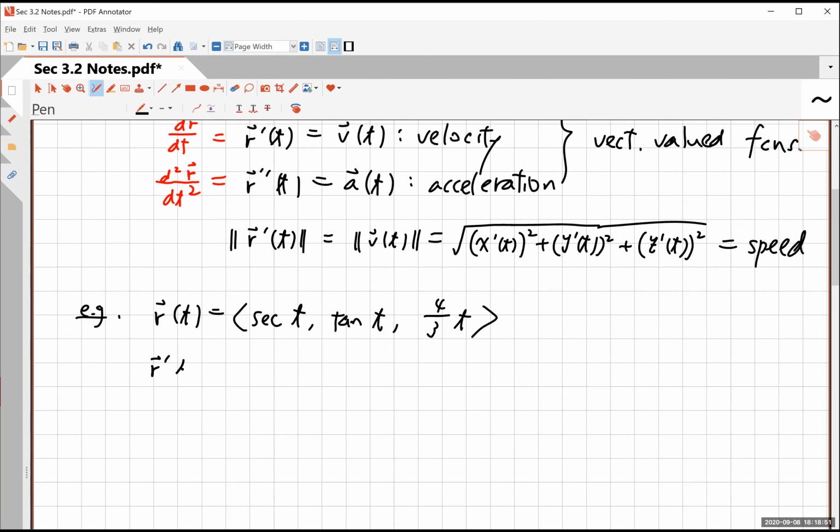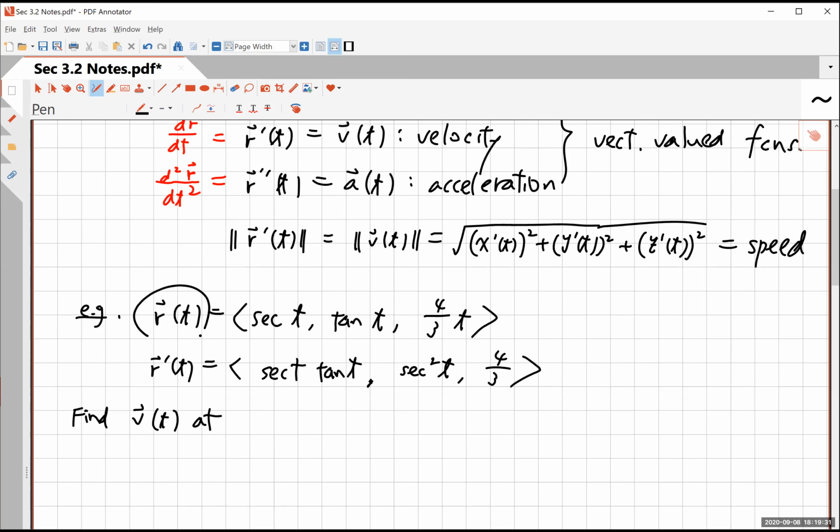What is the velocity derivative? I mean, what's the derivative, which is the velocity? Well, secant, okay. So remember, secant is 1 over cosine. And so you can apply that, or you can just remember secant has the derivative what? Secant tangent. Do you remember the derivative of the tangent? That's secant squared, and then 4/3. That's it, right?